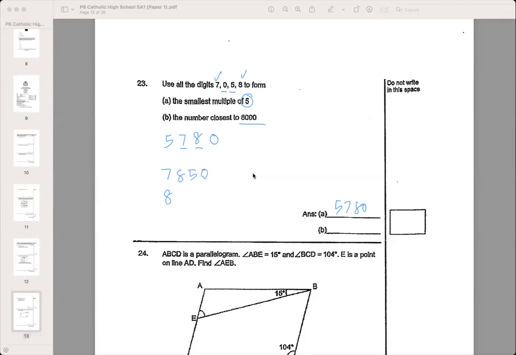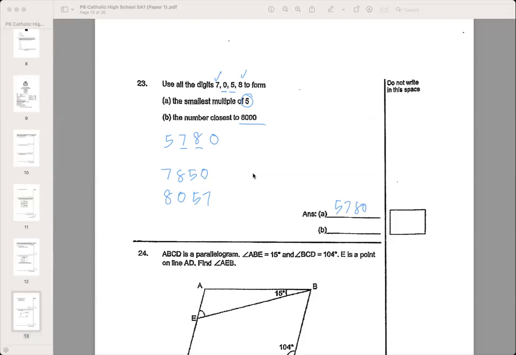Okay, and then if the number starts with 8,000, then it needs to be as small as possible. So let's put the next smallest digit in the hundreds place, which is 0. And then you have 5, then you have 7. So visually, mentally you can count 8,000 minus 7850 is 150.